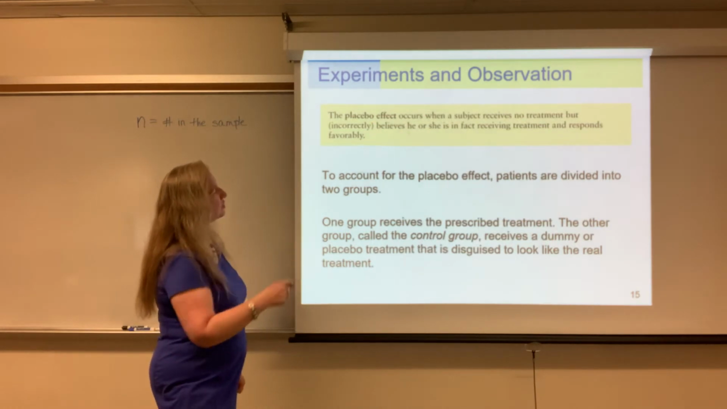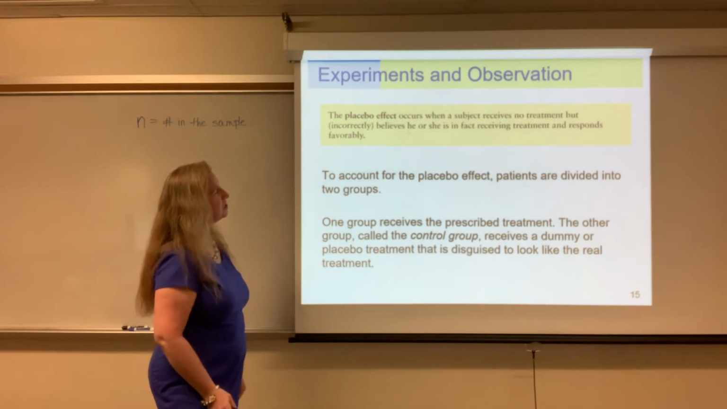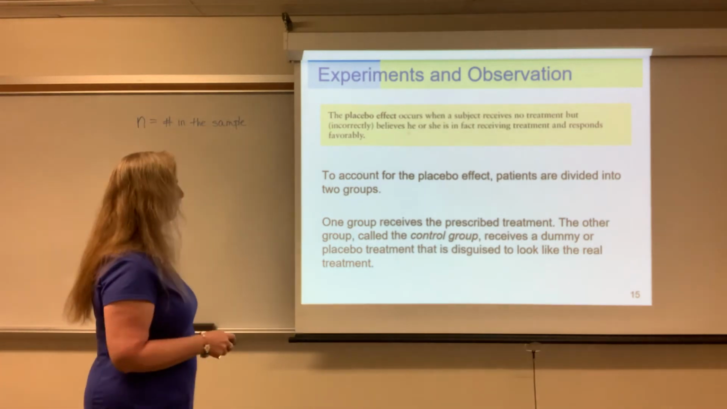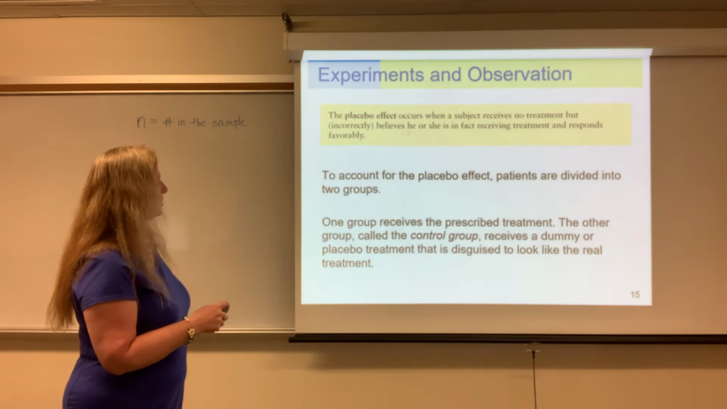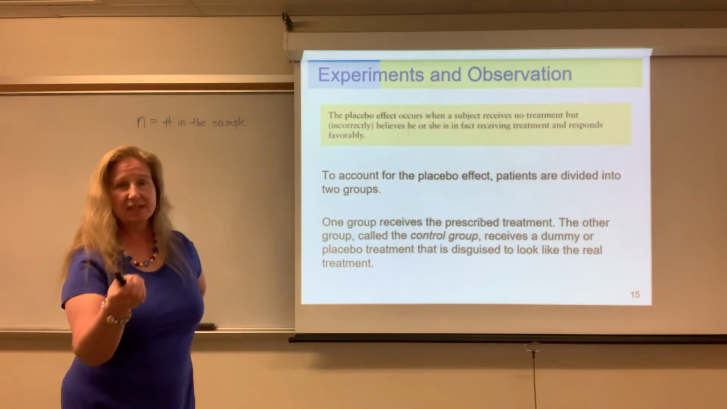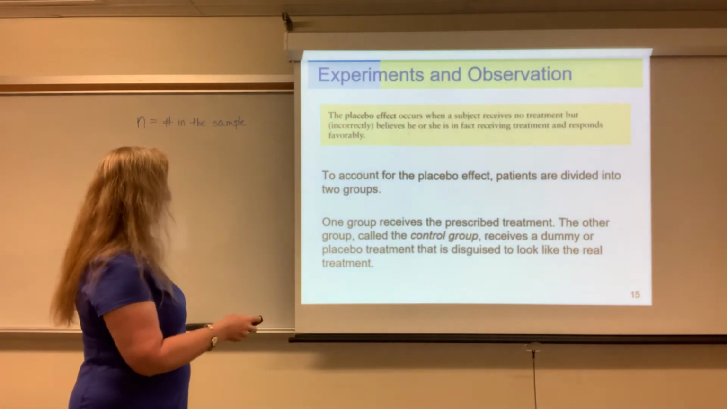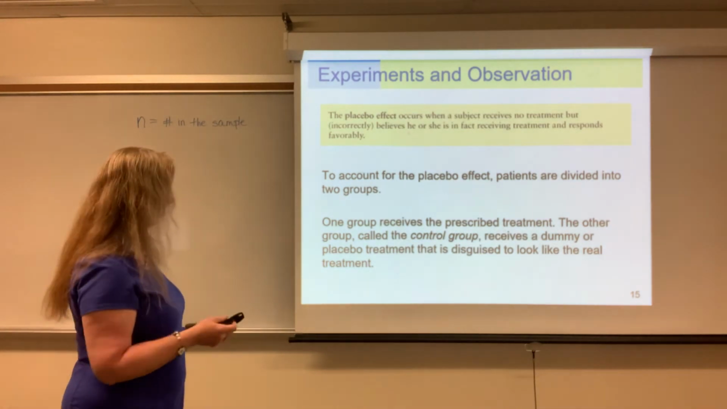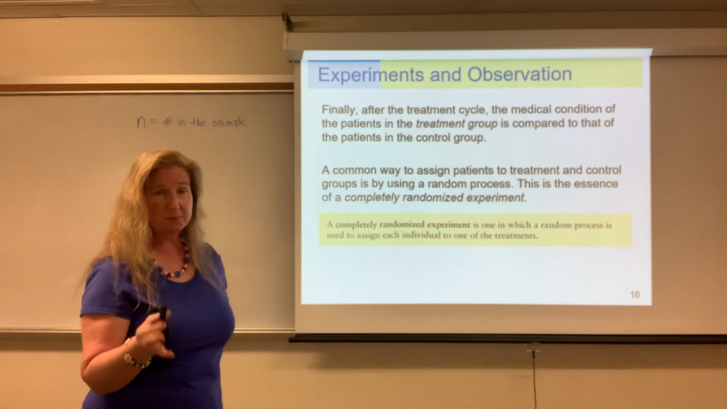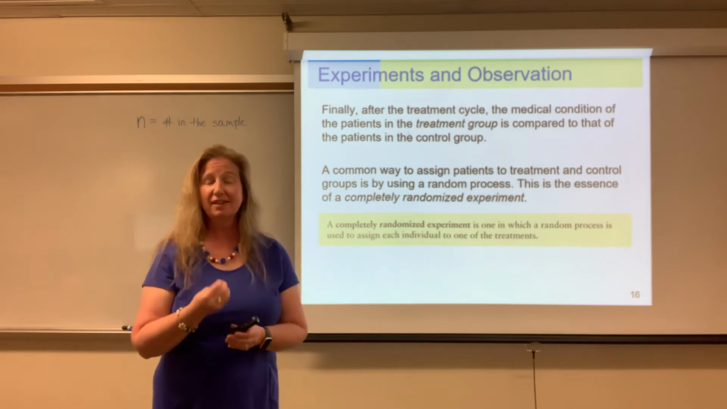The placebo effect occurs when a subject receives no treatment, but incorrectly believes that she or he, in fact, is receiving treatment and responds favorably. Okay, interesting. So to account for the placebo effect, patients are divided into 2 groups. We have a control group who receives nothing. Maybe it's a pill that really is just a sugar pill or something. It's really nothing. And then the other group gets the real pill. And along with that, we want to do something that's called a double blind. So double blind, the person giving the medicine and the person receiving it, neither of them knows.